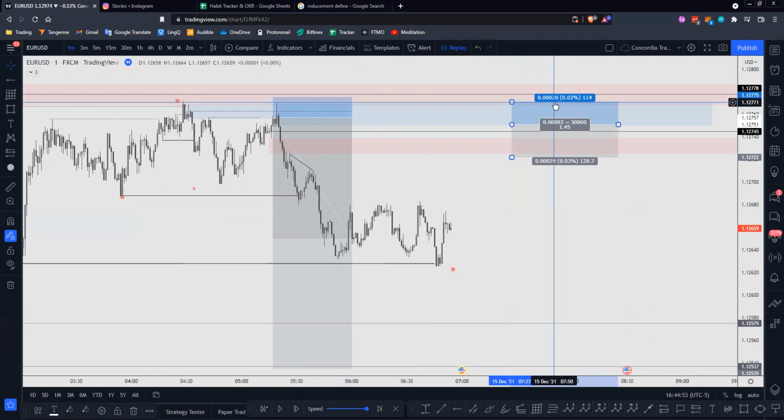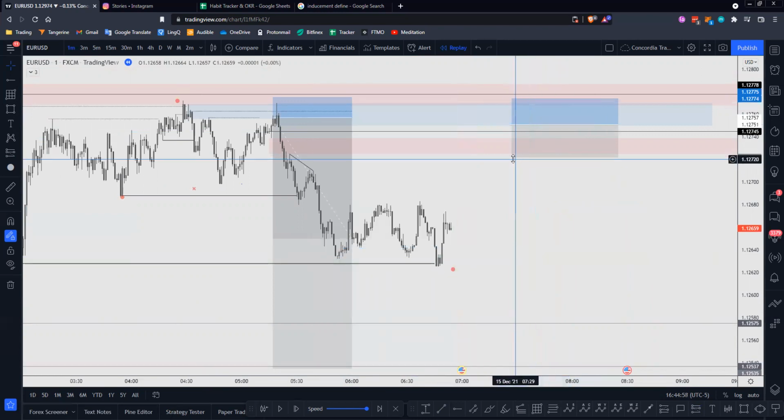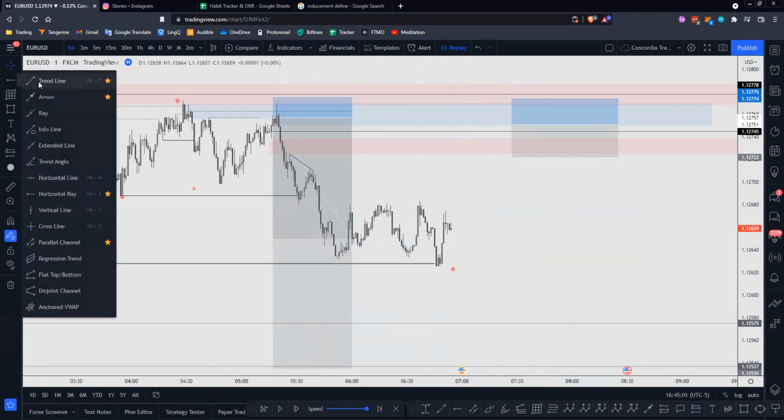And again, factor in spread. So if it's 2 pips, that's your stop, and then your spread is 3 or 0.3. Add that in. Don't be greedy. Don't be greedy.